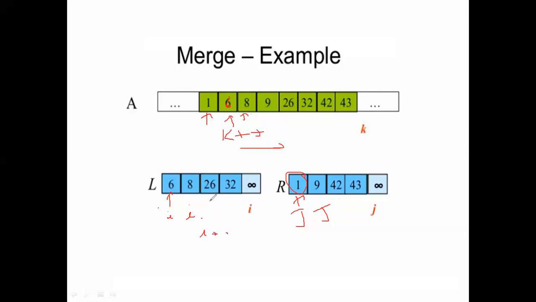Then J is compared with I. The J value is less than I, so the J value is stored here. J is incremented by 1. J comes here. In the same way, we have to store the data in the array. Finally, these elements are in increasing order. In this way, you have to perform the merge operation for merge sort.